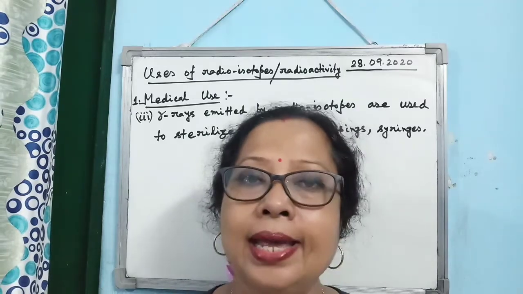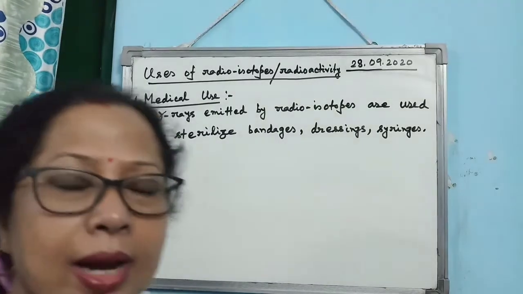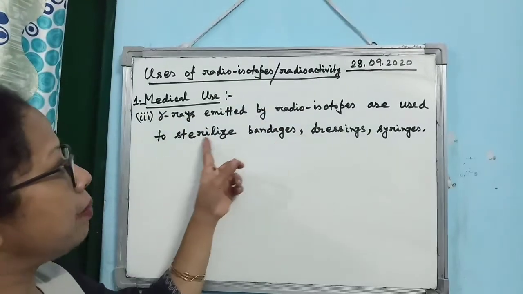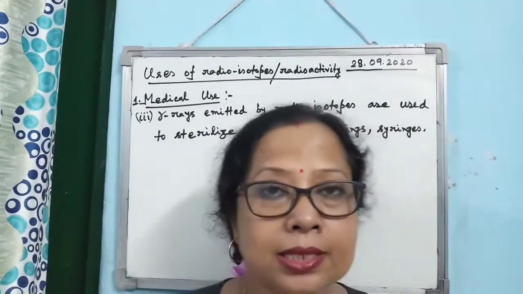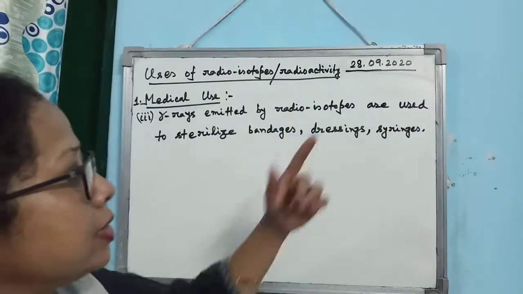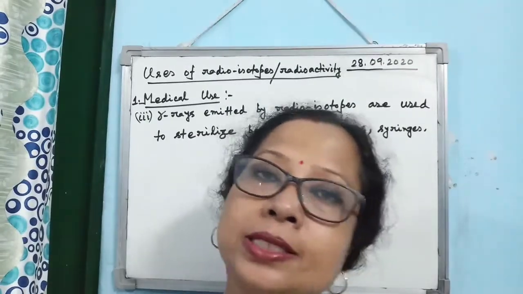So that's why this sterilization can be done. Sterilization means what? The killing of germs. Killing of germs can be done by using gamma rays, because when the syringes, bandages and dressings are exposed to gamma rays, the gamma rays will kill the germs present on them.